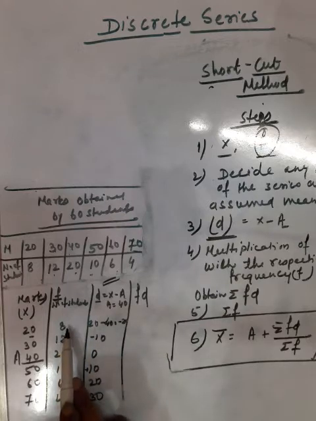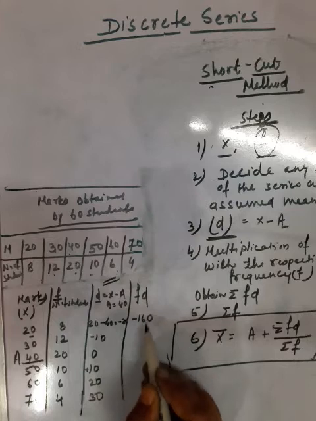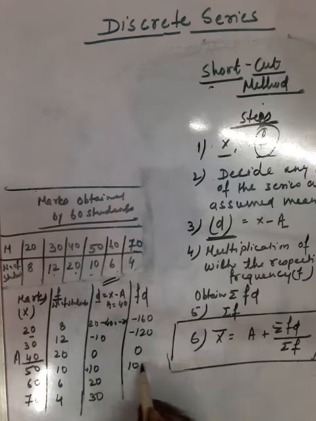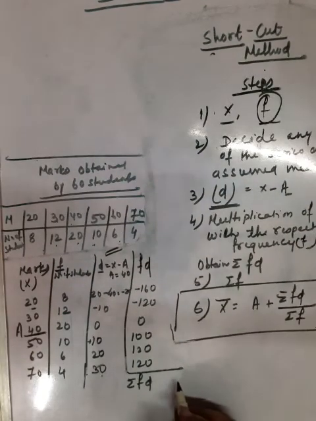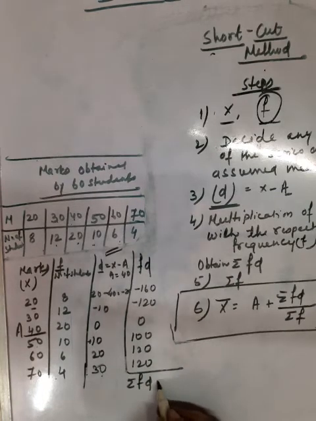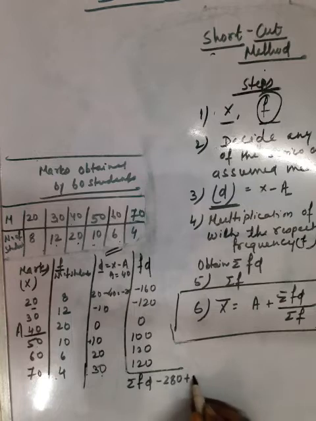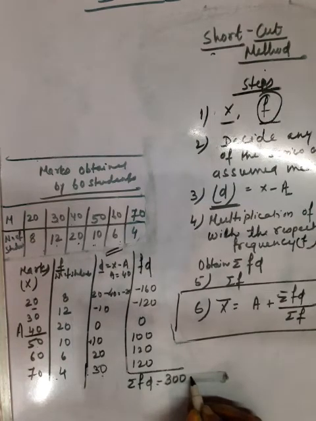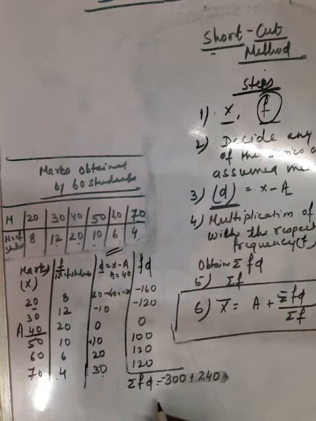Now I will multiply it with frequency. The values are minus 160, minus 120, then 0, then 100, then 120, then again 120, because 4 threes are 12, 120. Okay, now I'll add up, summation of fd.